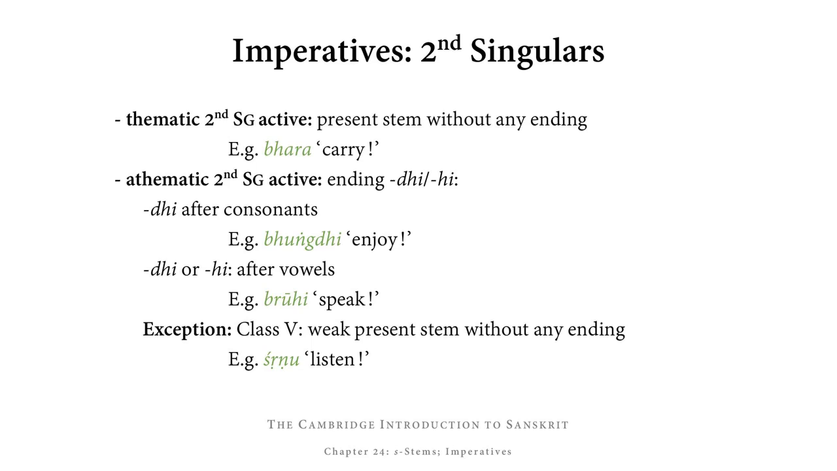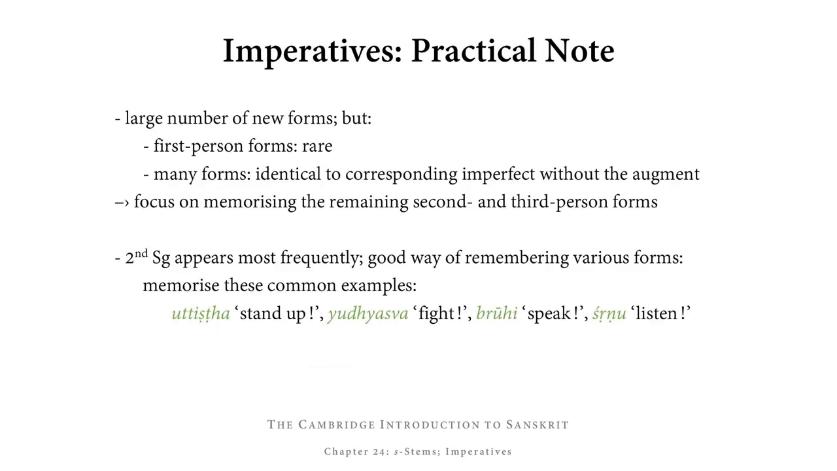So, for example, from śru, to listen, we have the strong stem śṛṇoti, the weak stem śṛṇu, and this weak stem then functions as the second singular imperative. Śṛṇu simply means listen. So much for second singular active imperatives. They occur relatively frequently. Be prepared to recognize them, be prepared to form them.